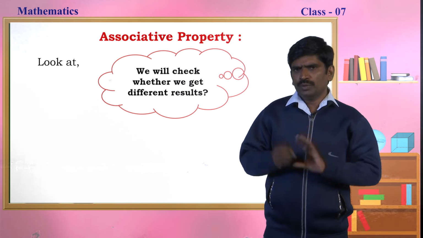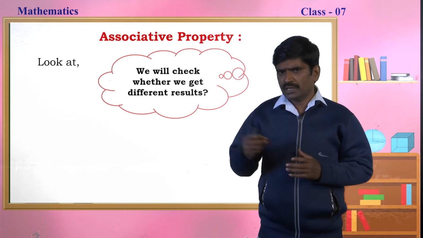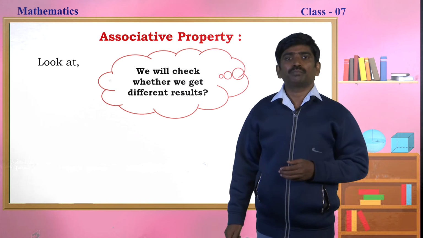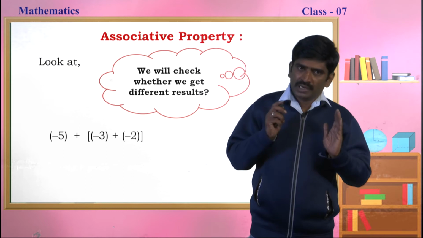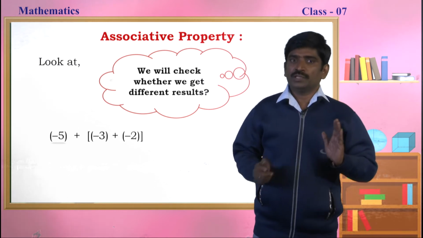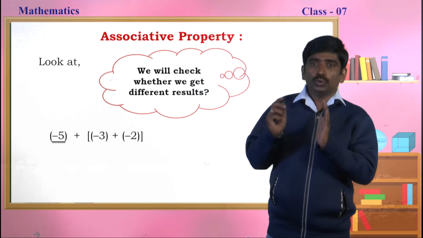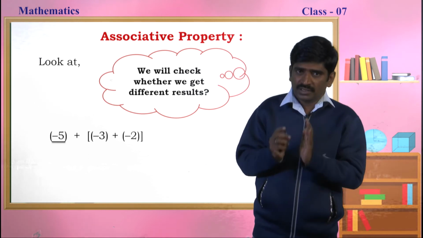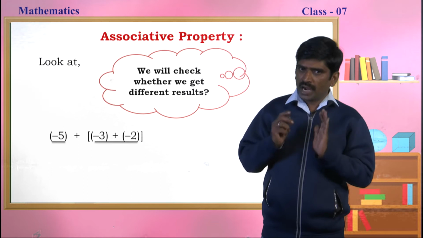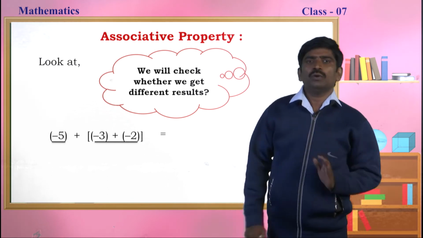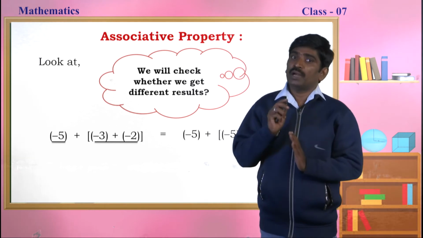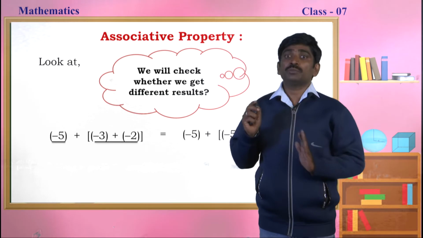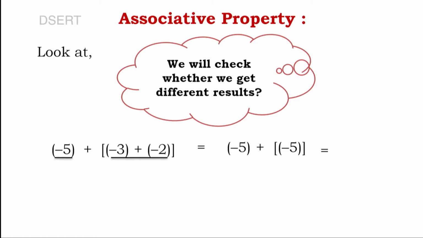Next, associative property. We will check the given example to see whether we get different results or not. First one, minus 5 is a number. We take another number, that is minus 3 plus minus 2, that is minus 5, as one number. The two numbers are taken together, that is minus 3 plus minus 2. First we add minus 3 and minus 2. What is the result? Minus 5. So minus 5 plus minus 5 is minus 10.